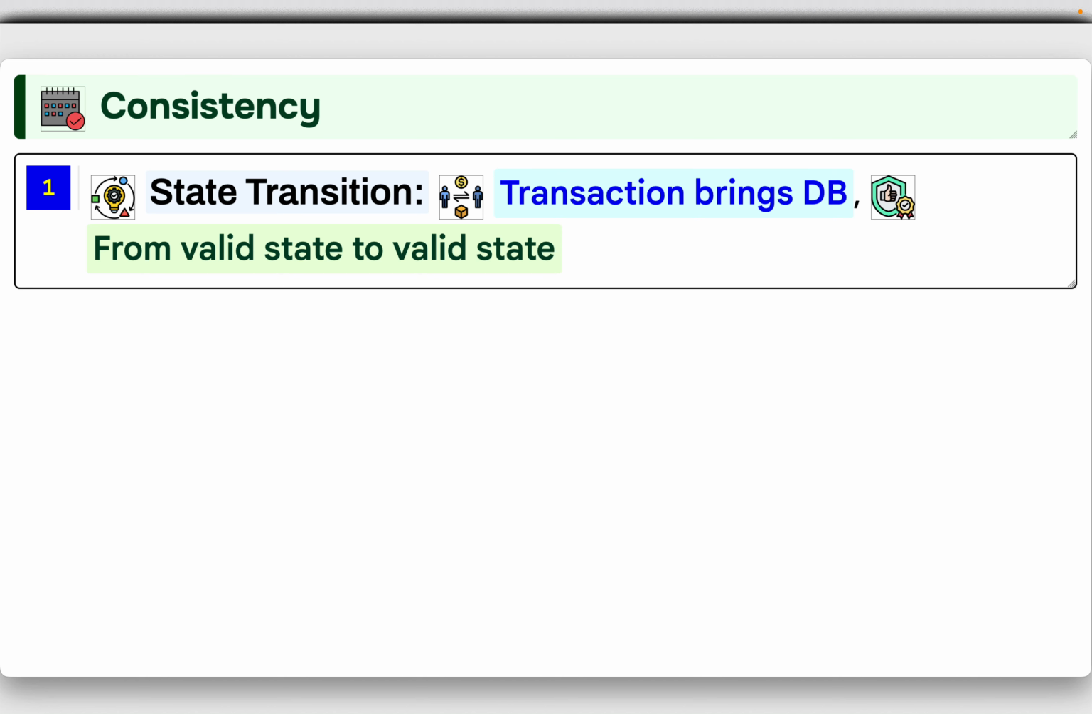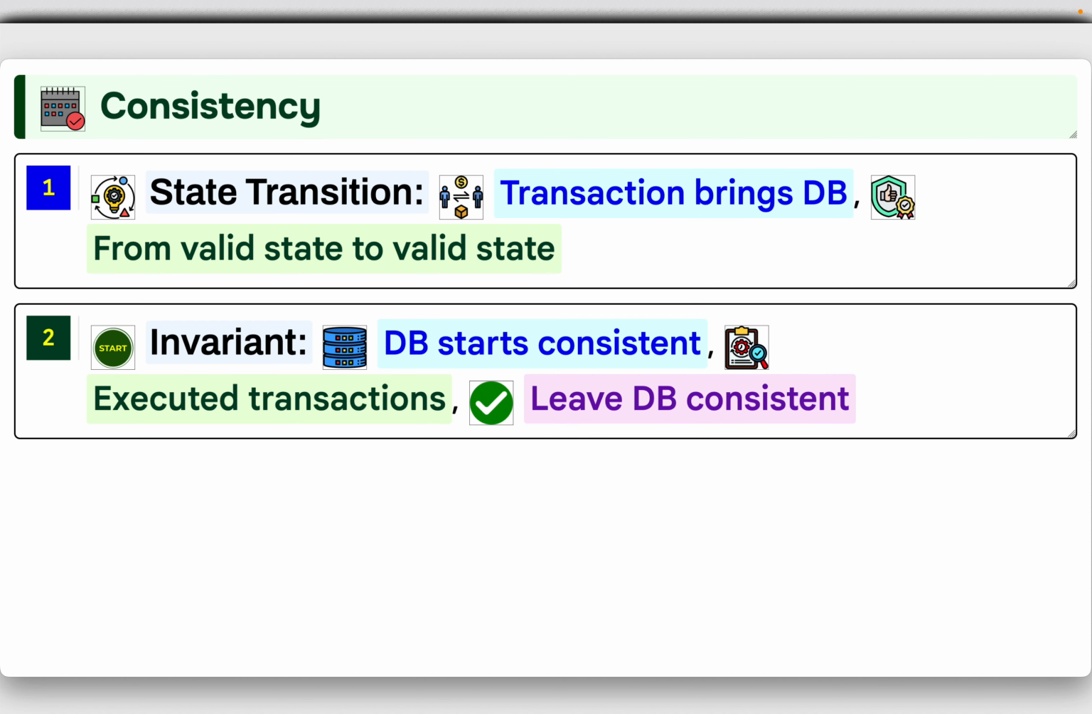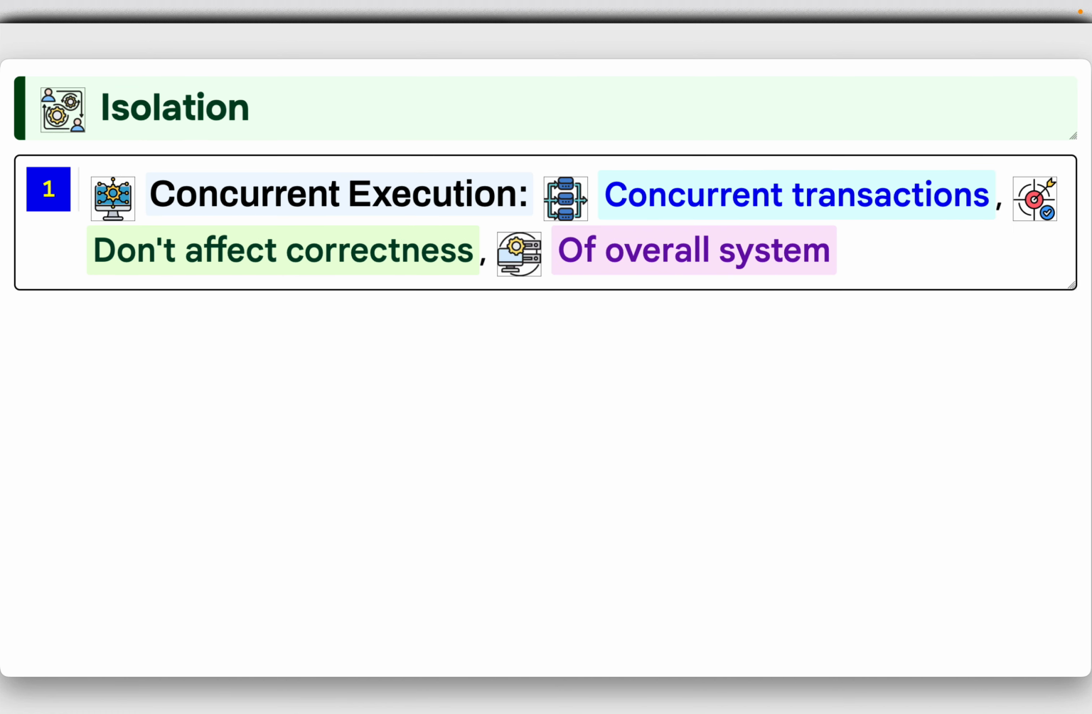Next, consistency. This property ensures that a transaction brings the database from one valid state to another valid state. Our database starts in a consistent state, and any transaction that is executed on the database should also leave the database in a consistent state.